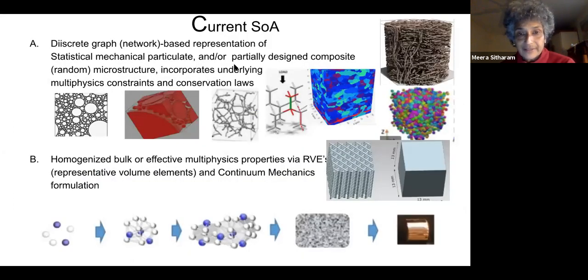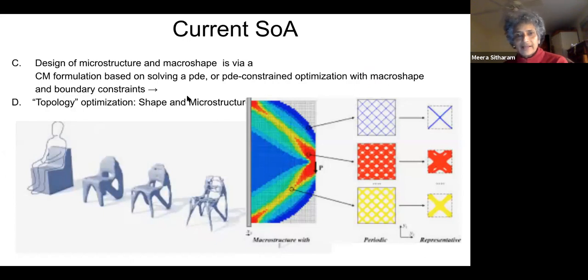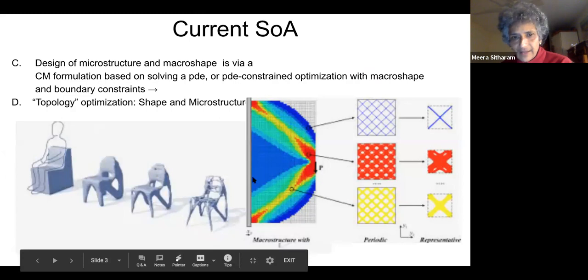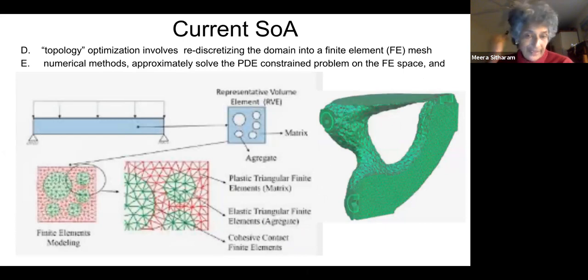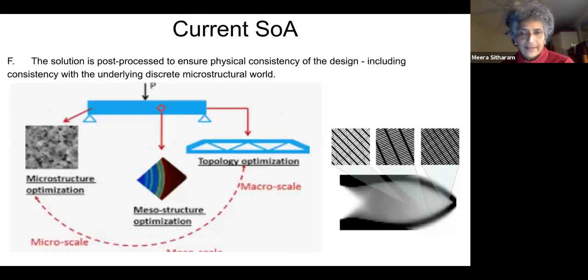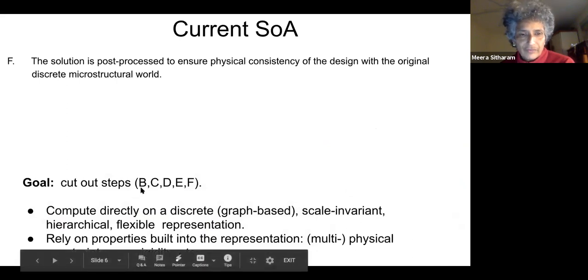We start out with the discrete representation of some underlying microstructure. Then you did a homogenization to get bulk properties. You did a design. I mean, you added on your PDE constraint optimization problem for shape, weight, whatever, and with boundary constraints and macro shape. And then you designed this whole object with the microstructure. And then you did that by rediscretizing, made it finite elements and did everything. And then finally go back to your discrete microstructured world and do some post-processing to make things consistent with each other. And the idea is to just sort of get rid of all that.